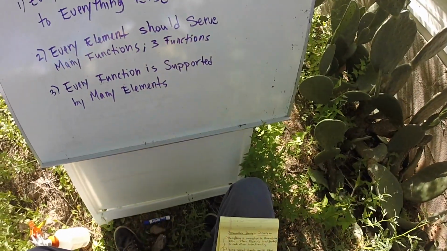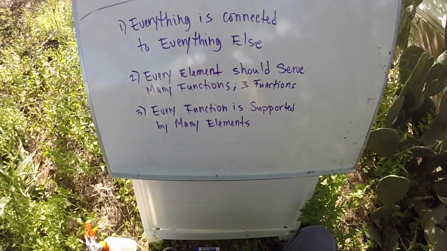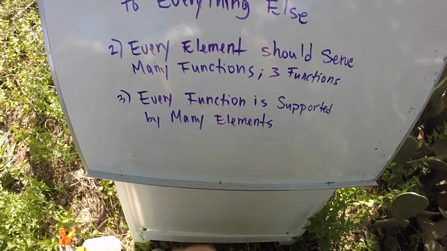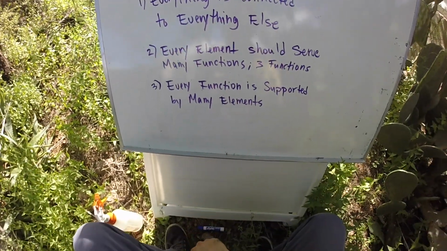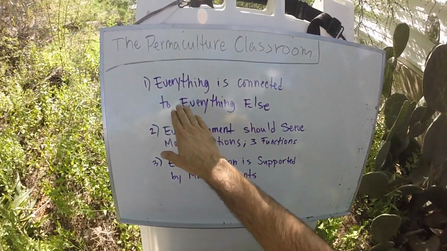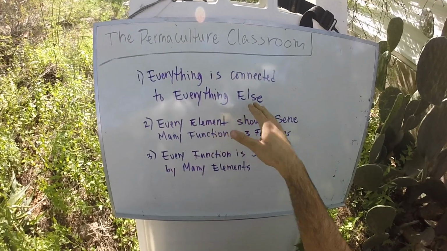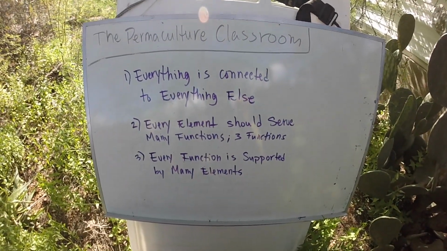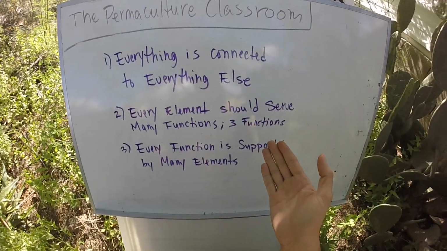So right here we have the permaculture design principles. The first one is everything is connected to everything else. Place elements in relationship to each other intentionally. The second one is every element should serve many functions. The third one is every function is supported by many elements. So what does this stuff mean?